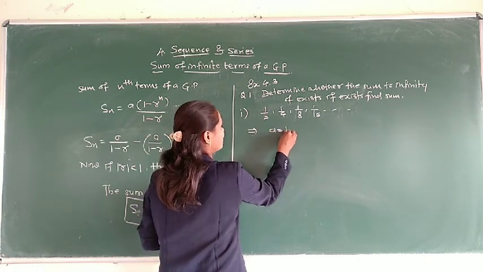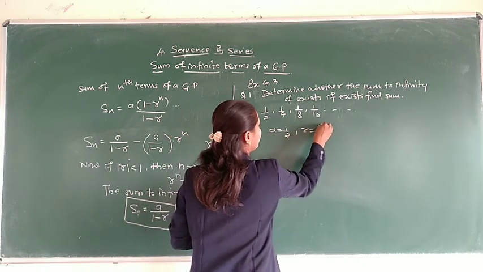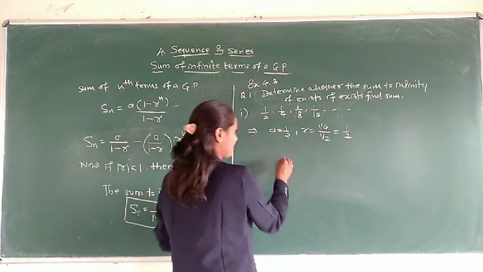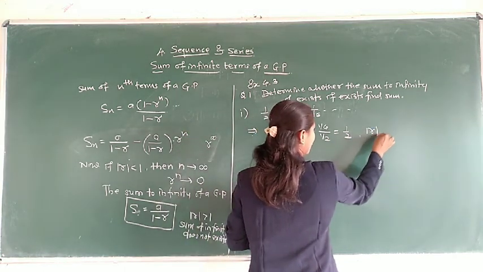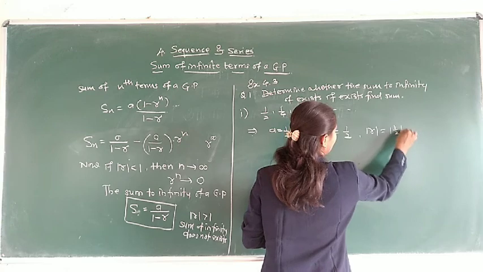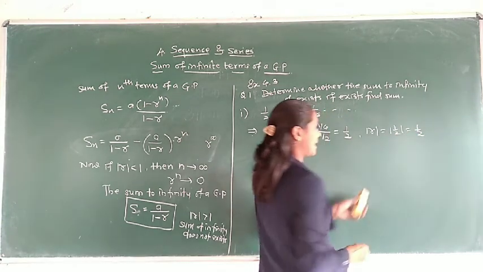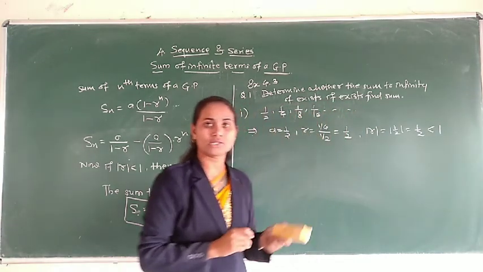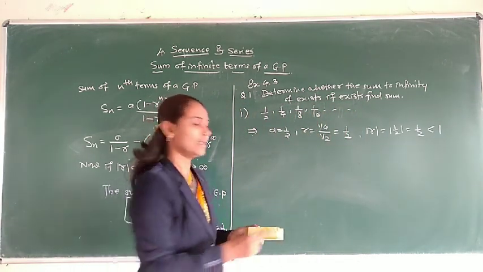Now we have to find the common ratio. R is equal to 1 by 4 divided by 1 half, which is equal to 1 by 2. Since we first find modulus R, that means modulus 1 half is equal to 1 half, which is less than 1.